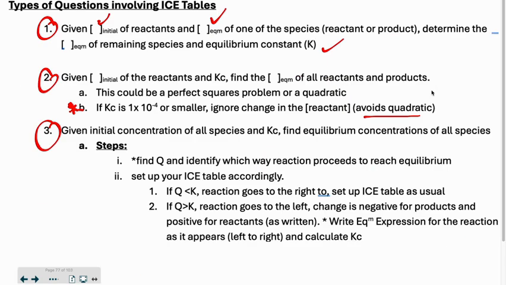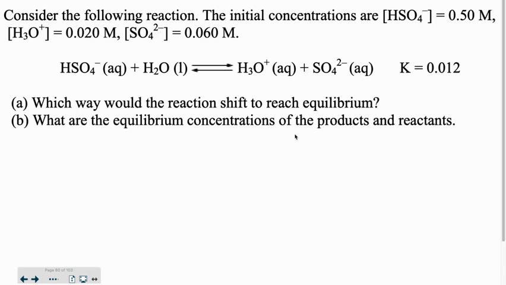The last type of question here is this last one here. And here is one where you're given the initial concentration of all species and the value of Kc, and they were asking you to find the equilibrium concentrations of all species. So this will definitely look very different. So let's take a look at an example here.